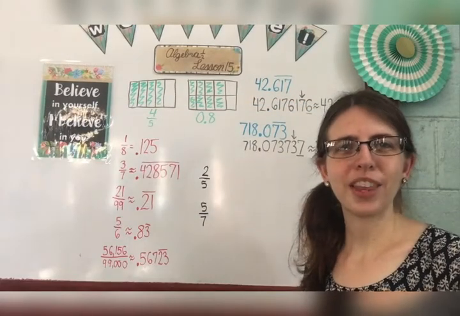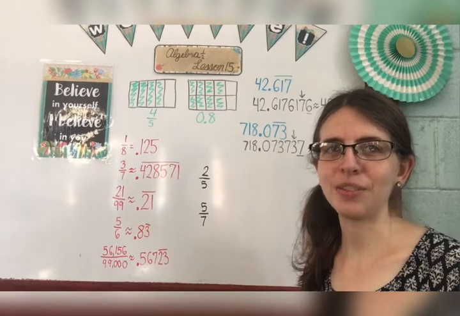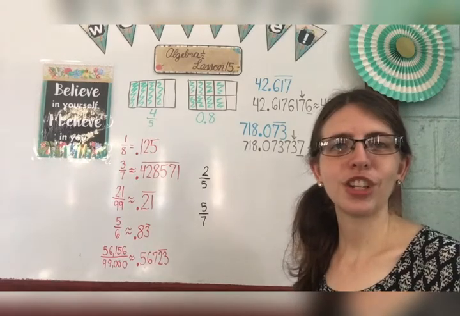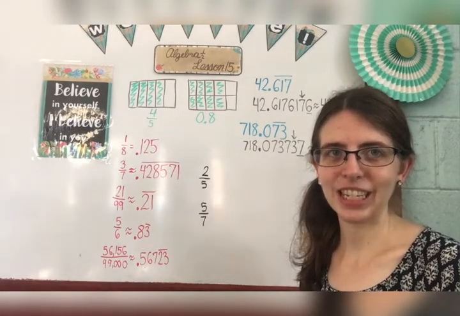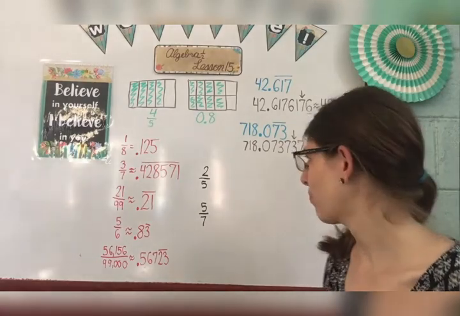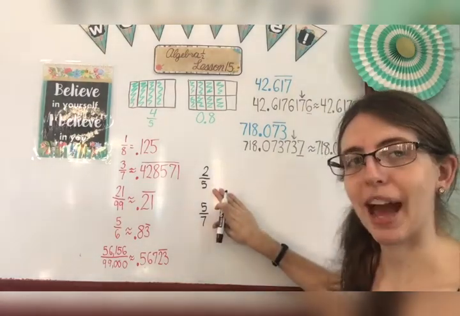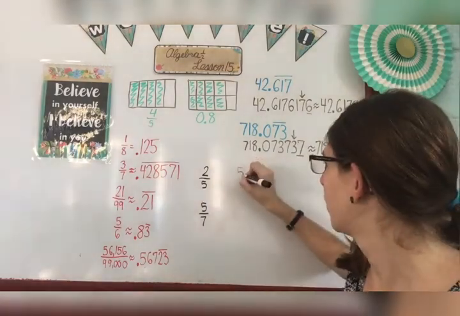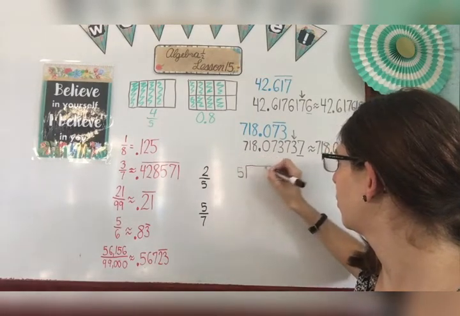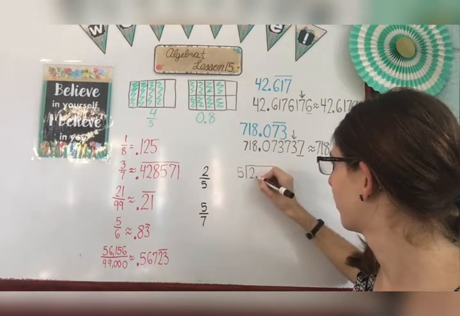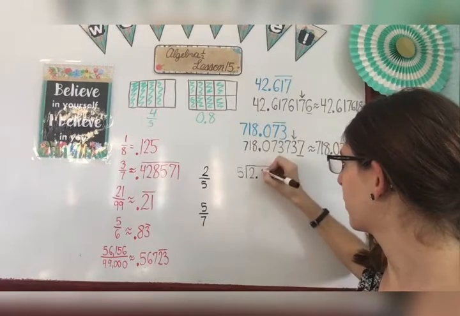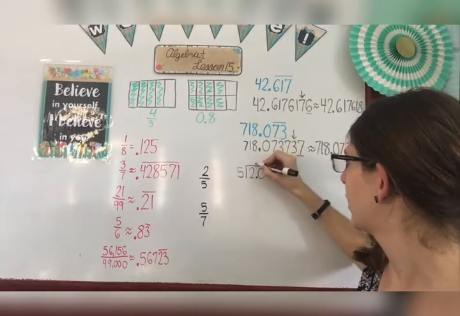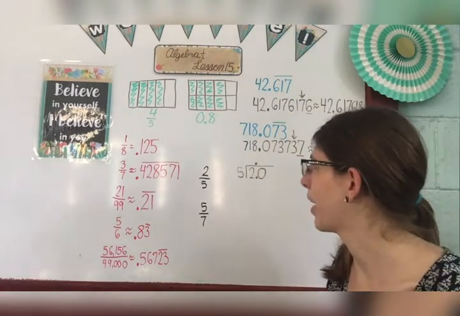Okay, I wanted to make sure that we had plenty of space to do these problems. All right, we're going to change 2/5 and 5/7 into decimals. Here we go. I need to divide 2 by 5. So 5 into 2. I know that I'm going to need some zeros, so I'm going to put my decimal point up right away.